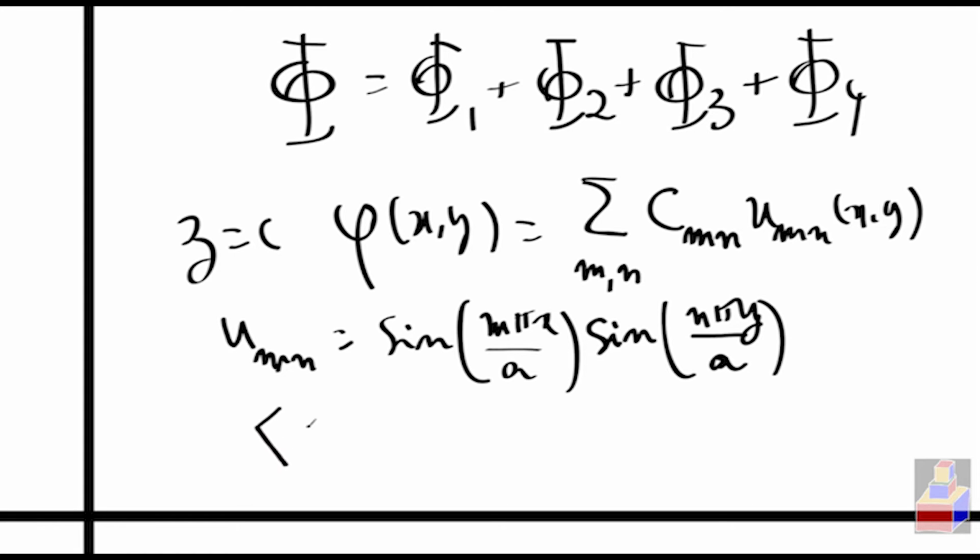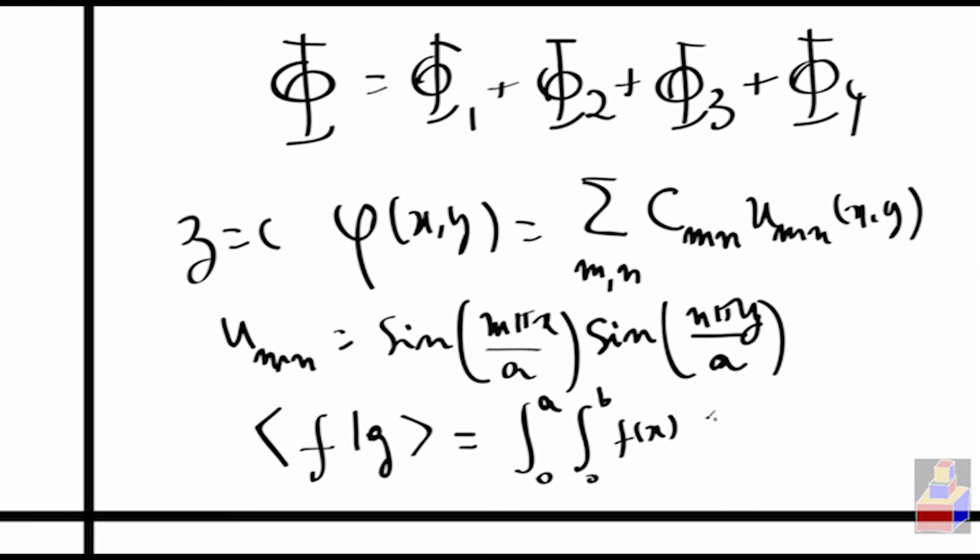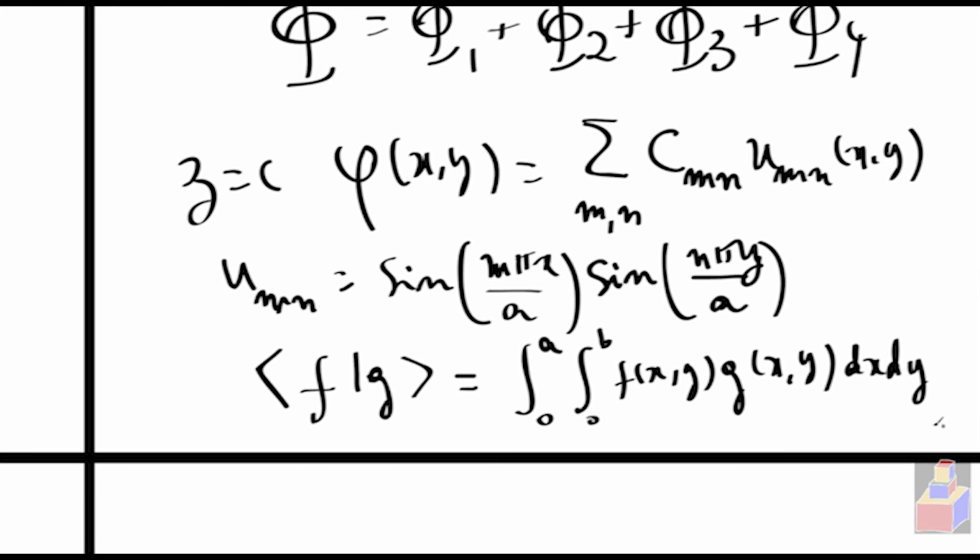If we define, in the two-dimensional domain, two functions, let's say f and g, the definition now is a two-dimensional integral. So that's the dot product now, f(x,y) g(x,y). f and g are two-dimensional functions. So this is the definition of the dot product in the two-dimensional region now.